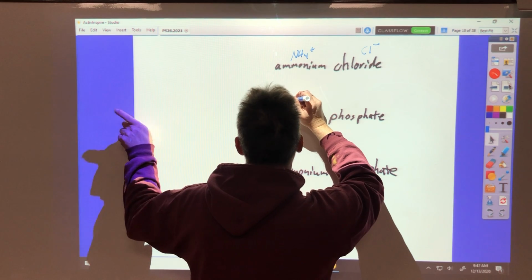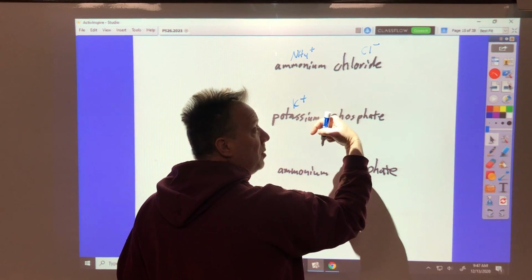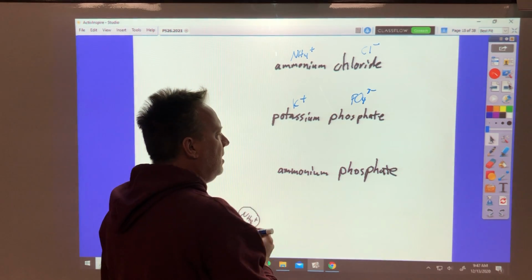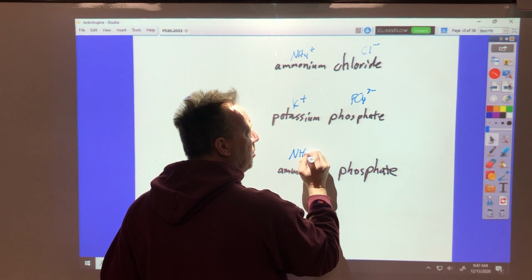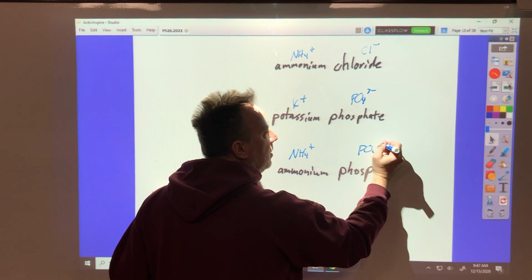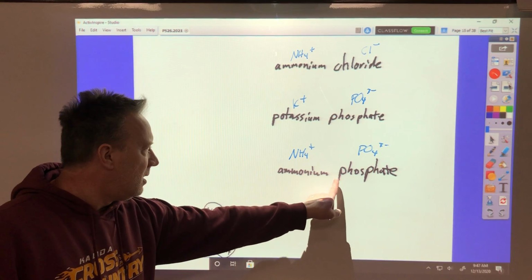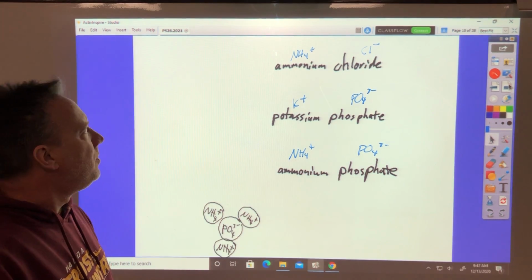Potassium phosphate. Potassium is all the way to the left, K positive. Phosphate is from the table, PO4 3 minus. And here I have ammonium phosphate, which is NH4 positive, and phosphate's PO4 3 minus. So it would look like this. 3 ammoniums, and a phosphate. Now let's get to that.